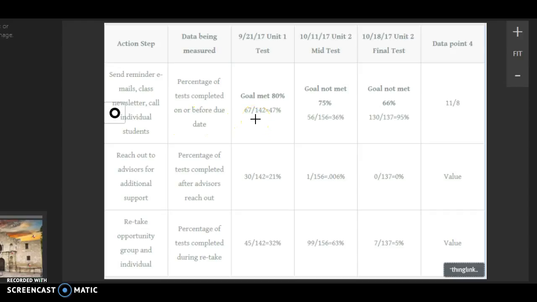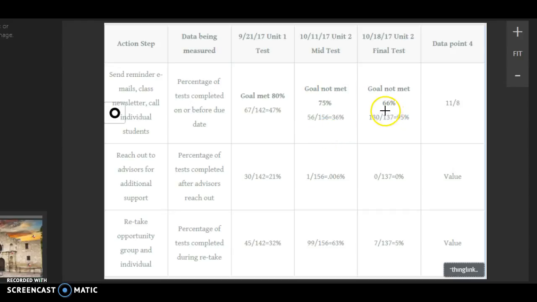So for the first test, I made 80%. 47% took their test on or before the due date. With the mid-unit test, I did not meet the goal. I was at 75%. Only 36% took their test on or before the due date.